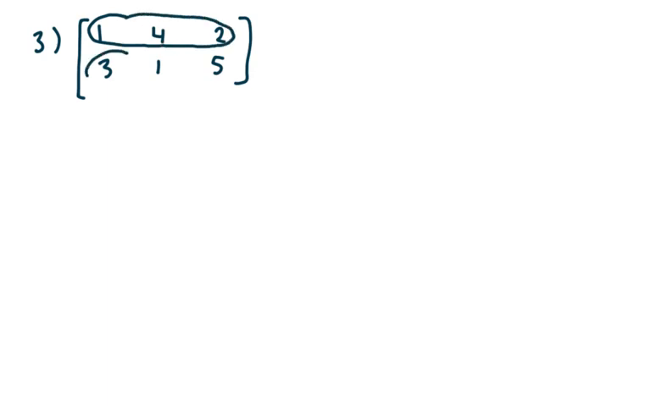If we look at example 3, we have the matrix 1, 4, 2, 3, 1, 5. And so notice how there are 2 rows, 1, 2, and then there are 3 columns, 1, 2, 3. And I'll just circle a column here. That would be considered a column. So there's 2 rows, 3 columns. And so this is a 2 by 3 matrix.